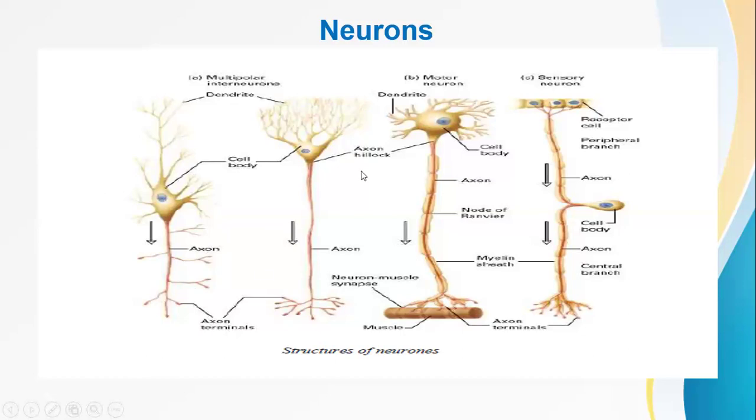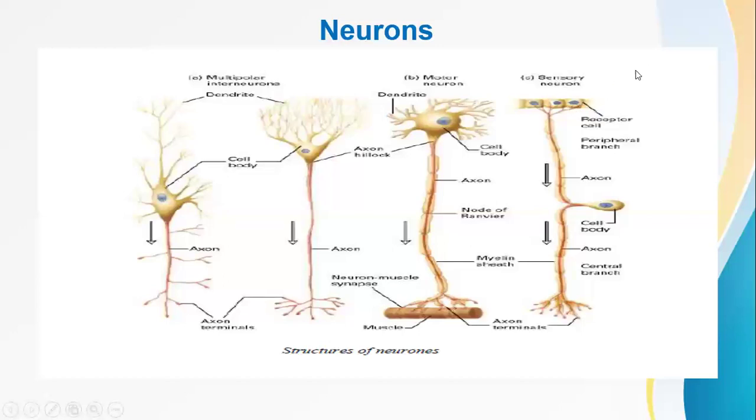In terms of the motor neuron, as we discussed before, it consists of the dendrites, the cell body, and the nucleus at the center, while also the axon, the nodes of Ranvier, and also the myelin sheath, and there's also a neuromuscular synapse, and as you can see, they relay the information to the muscles, and there are also the axon terminals found within these kinds of neurons.